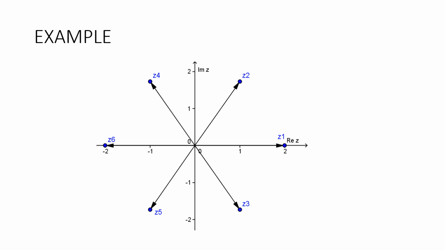Now on an Argand diagram, those complex numbers are going to form the vertices of a regular polygon. In this case, a hexagon, because we had z to the power of 6 equals 64. And the angle between those complex numbers is pi on 3.